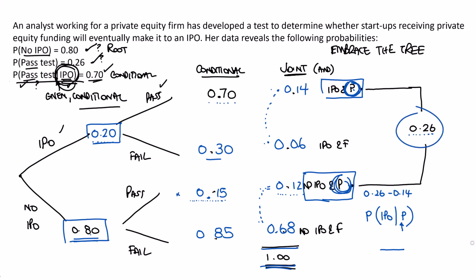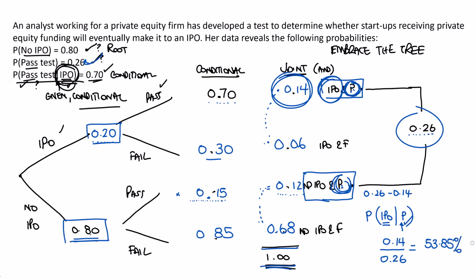We actually already know what that is. It was given here. It's 0.26. So the universe of outcomes where there was a pass is 26% of the time, 0.26. We want the probability that given we were in those outcomes, there was an IPO. Well, there are only 2 boxes we can pick. Which one of them had an IPO? Only this one. So it's 0.14 out of the total of 0.26. A probability of 53.85%. The classic Bayes question.